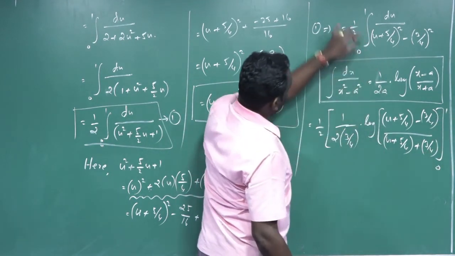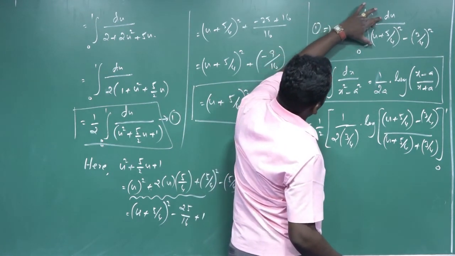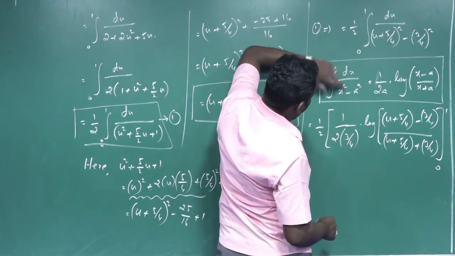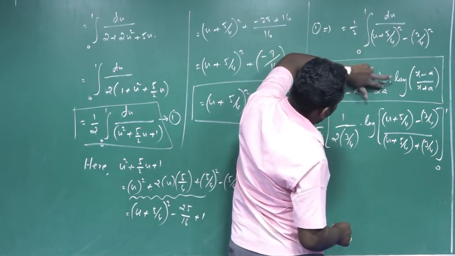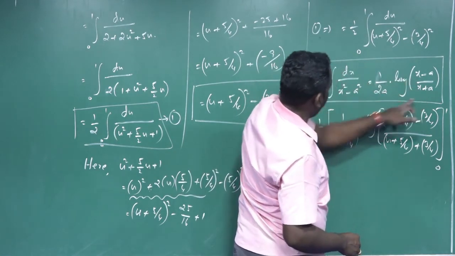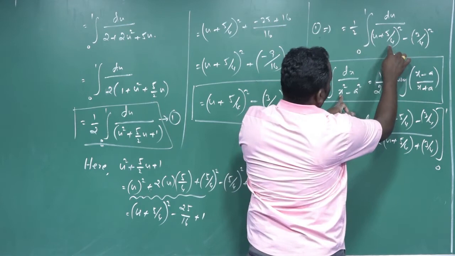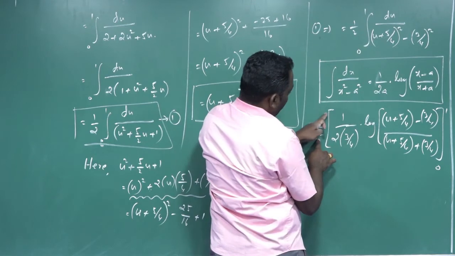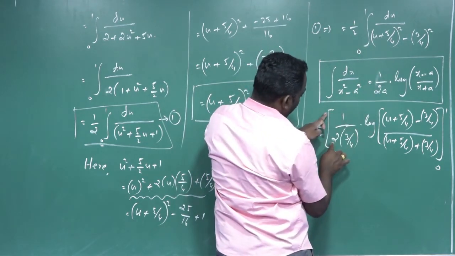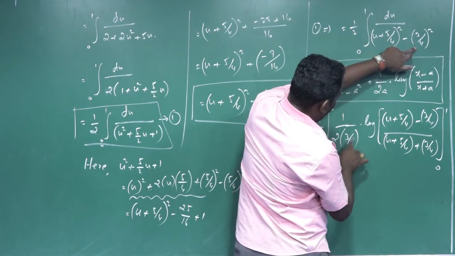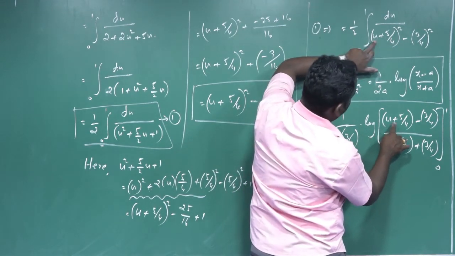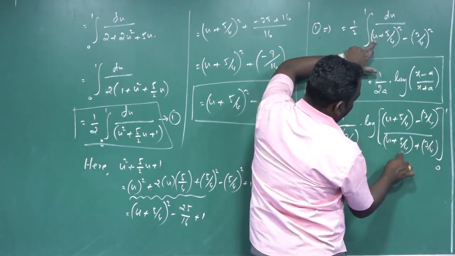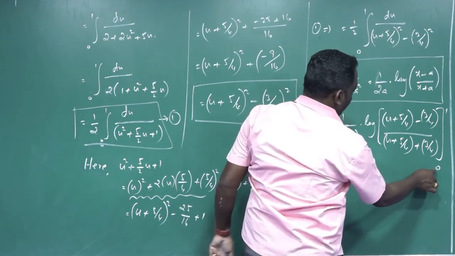Once again, the integral of du by x² minus a² equals 1/(2a) times log of (x minus a)/(x plus a). Here x equals u + 5/4 and a equals 3/4. Therefore, the 1/2 we already have outside, and within the bracket the integration of this term equals 1/(2a) with a equal to 3/4, log of (u + 5/4 minus 3/4)/(u + 5/4 plus 3/4), with upper and lower limits 1 and 0.